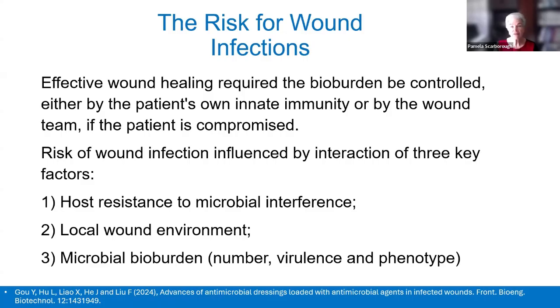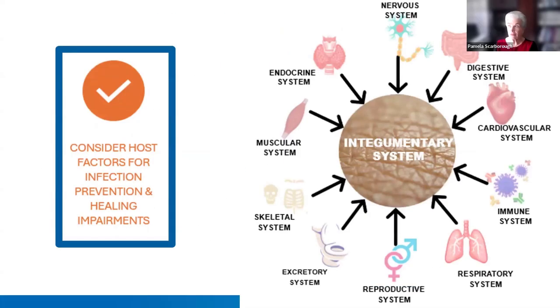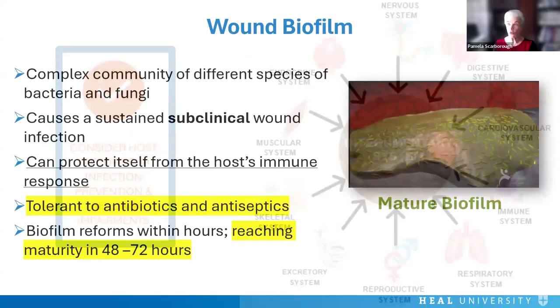The third component of infection risk is the microbial burden, including the number, how many bacteria or whatever it is that we're looking at. What's the number, how much? The virulence: some bacteria are much more virulent and hard to clear than others. And then the phenotype of these infectious organisms. So it starts here with understanding, first of all, who's the host? What do they have going on? So you want to look at all the systems. You go back to your lab work. Consider host factors for infection prevention and healing impairments. You start with the body, not with a dressing.